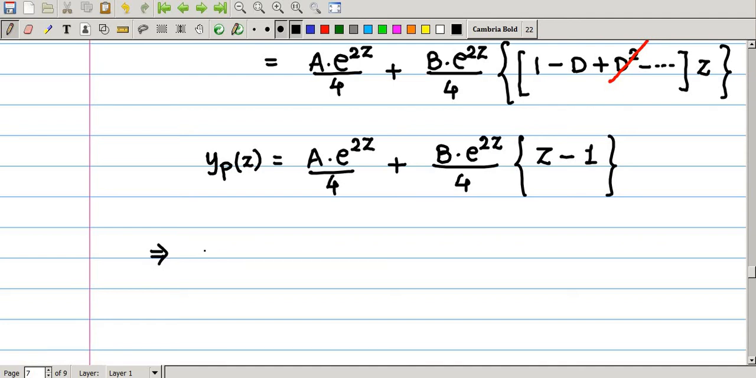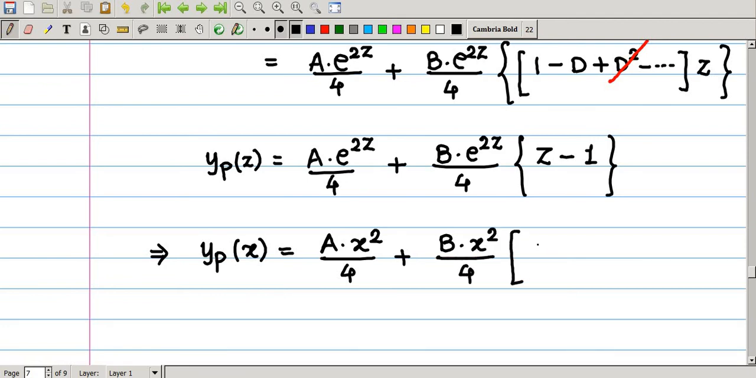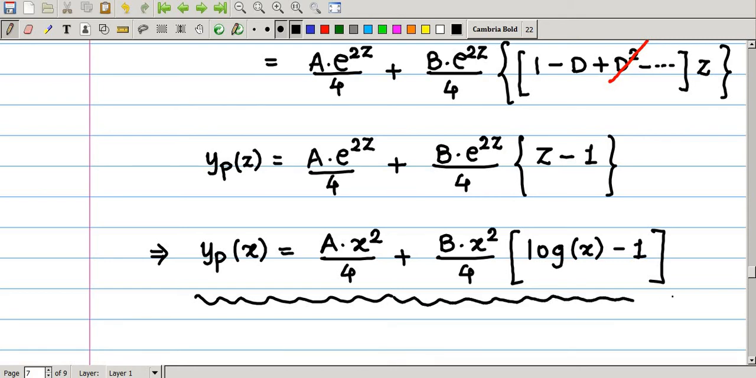Now we can resubstitute the value for z, where z is equal to log x and e raised to z is equal to x. Therefore the particular integral in terms of x will be a x square upon 4 plus b x square upon 4 into log x minus 1. So this is the required particular integral in terms of variable x.